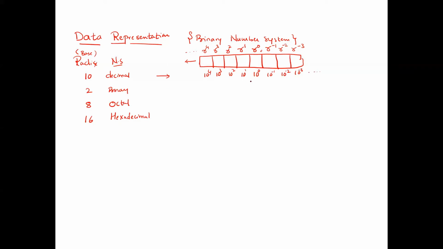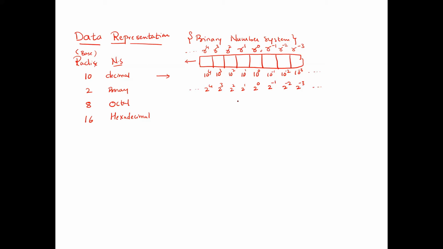If it is the binary number system, replace the r value with 2. Then the place values become 2 raised to 0, 2 raised to 1, 2 raised to 2, 2 raised to 3, 2 raised to 4. And after the decimal point, it becomes 2 raised to minus 1, 2 raised to minus 2, 2 raised to minus 3, and so on.